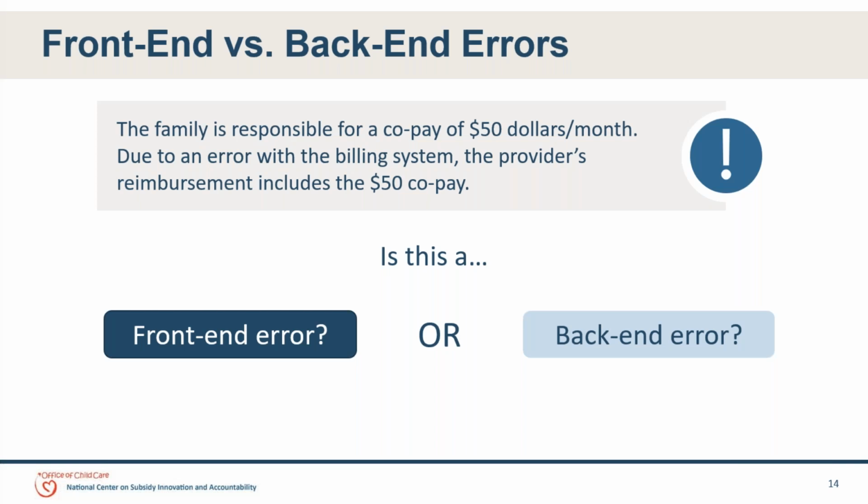Okay, last one. The family is responsible for a copay of $50 per month. Due to an error with the billing system, the provider's reimbursement includes the $50 copay. Front end or back end error? Yes, I'm seeing several responses come in for back end. Yes, this one's happening during billing, not at the time of eligibility determination. So this is a back end error, not counted as an error for this improper payment review.